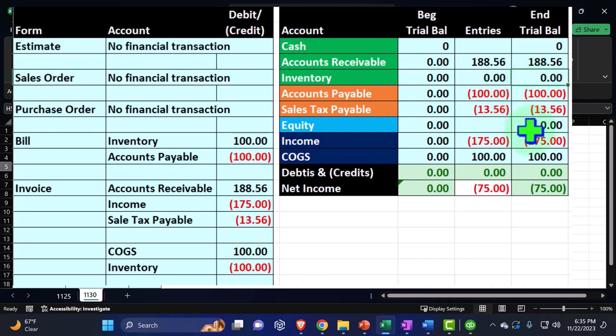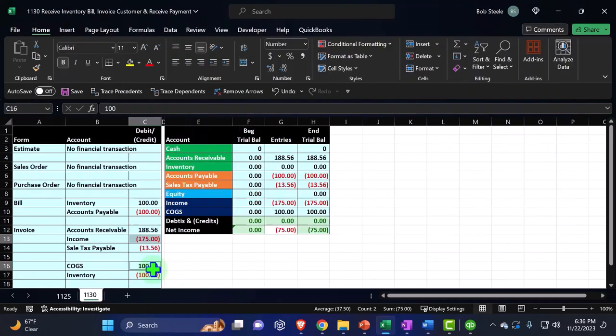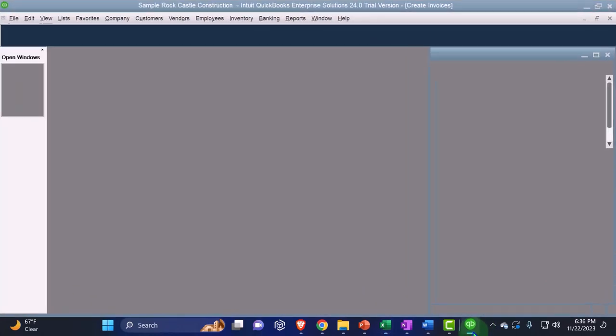And then we also have the net income down here. Income is the credit, minus the debits, which are the expenses. So the net of those is 75 on the net income, which is of course the sales price that we sold the thing for, less the cost that we spent for it, right? So that's going to be the journal entry.